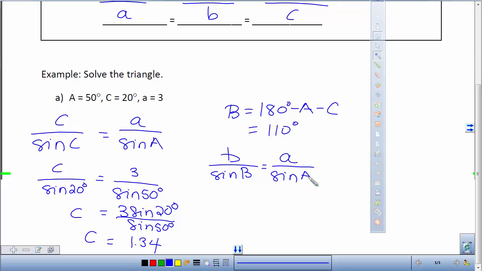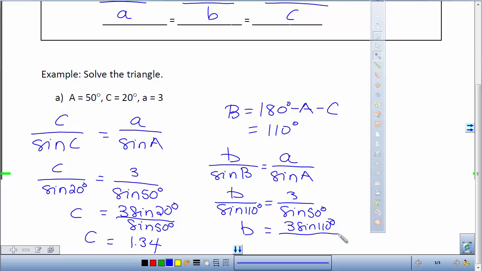As much as possible, we use the information that's given to avoid any round off error. Okay, so I went back to the information for a rather than using this rounded off value that we found for c. Okay, so I've got b over sine of 110 degrees equals 3 over sine 50. Okay, or b equals 3 times sine of 110 degrees over sine 50.